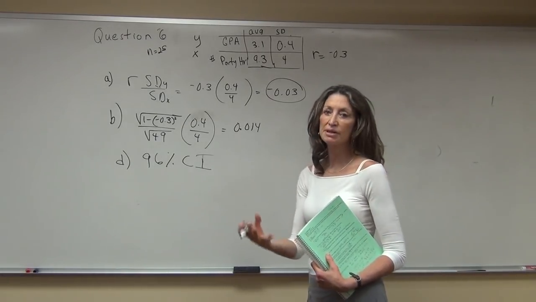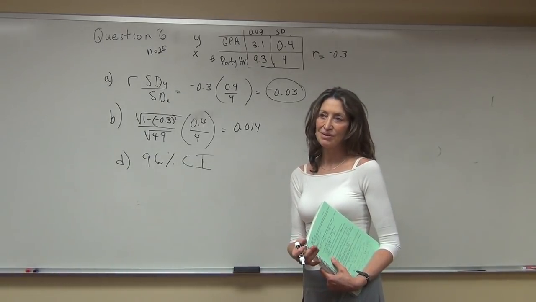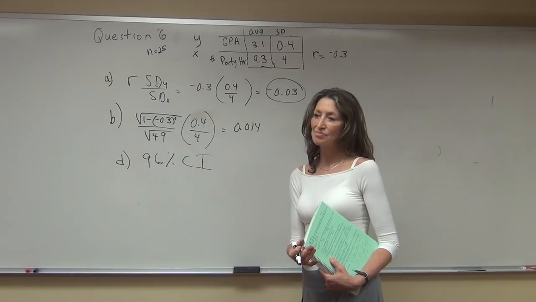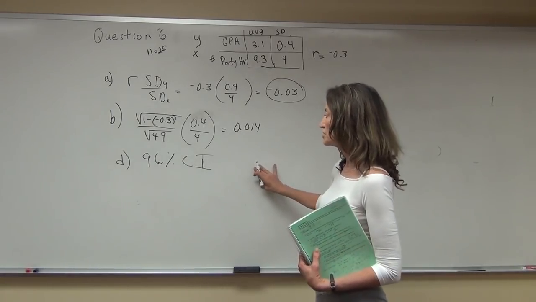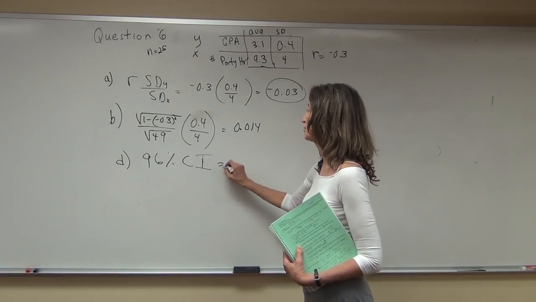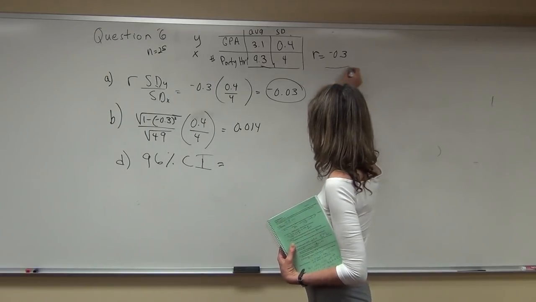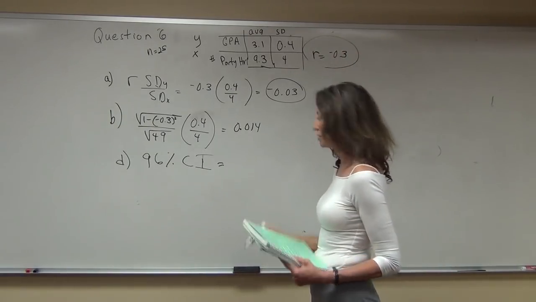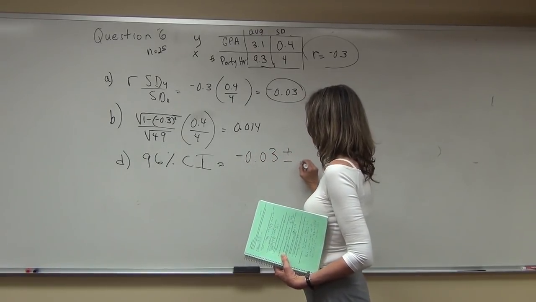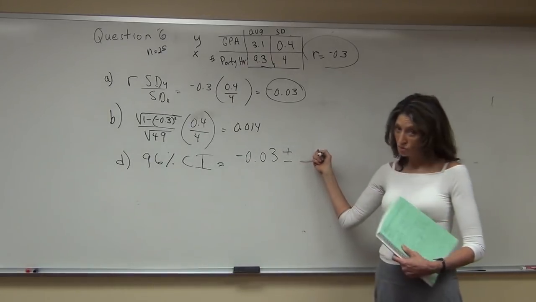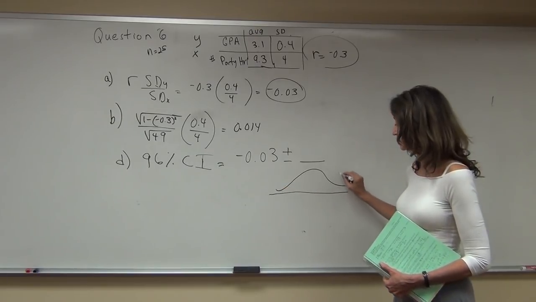Or that the central limit theorem has kicked in, so that even though it might not be normally distributed, our standard error is. Okay, so a 96% confidence interval is going to be our sample slope right here, our sample slope, negative 0.03, and we want to say plus or minus some critical value of z corresponding to a middle area of 96%.